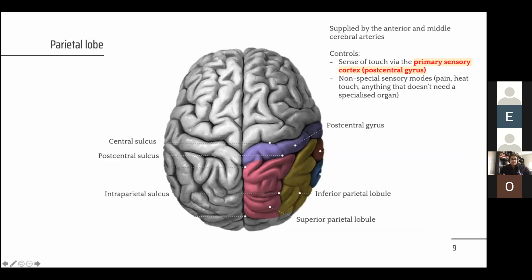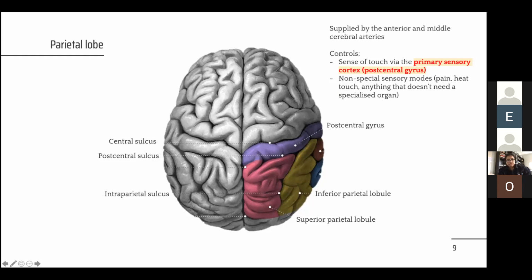All right, next up we have the parietal lobe. It has lobules instead of gyri because they're more lumped together. So there's an inferior parietal lobule and a superior parietal lobule, as well as the postcentral gyrus. The postcentral gyrus is the same thing as the primary sensory cortex.